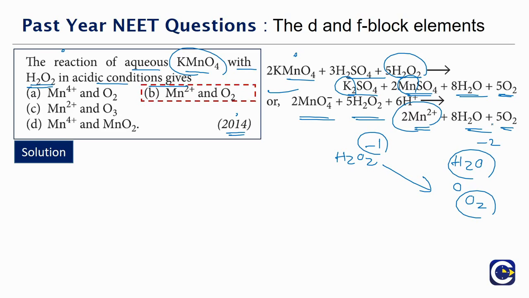So this reaction is an example of what? Oxidation of hydrogen peroxide by the permanganate ions. We have been seeing throughout that questions on reactions of K2Cr2O7 and KMnO4 are quite common in the NEET examination.